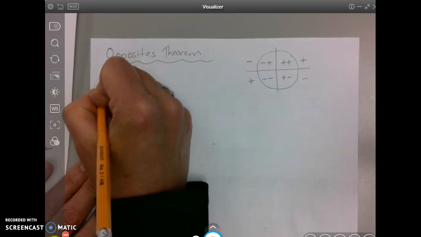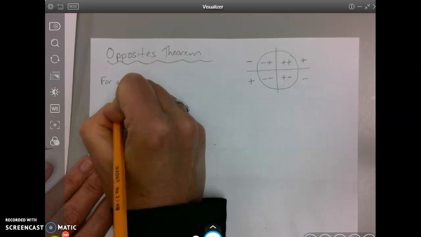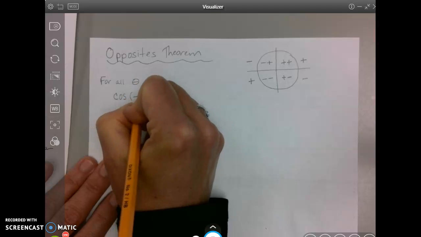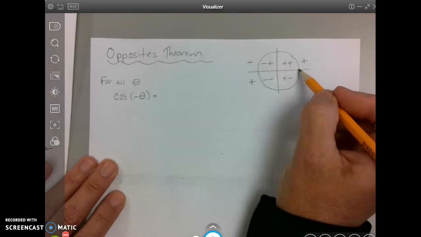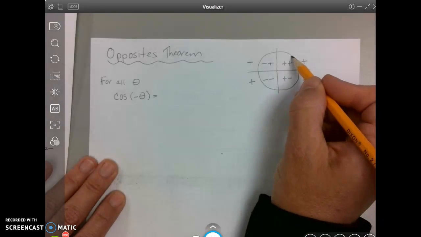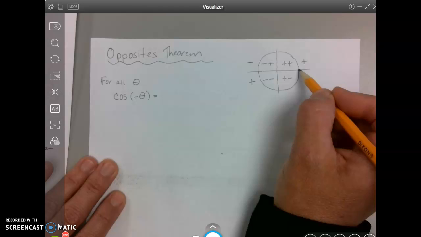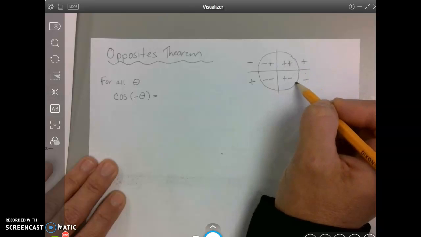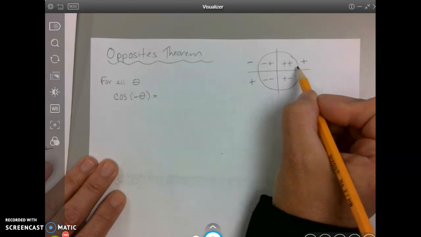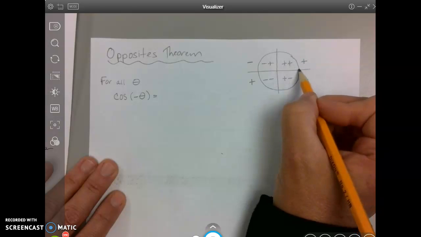But the theorem says that for all theta, cosine of the opposite of theta equals, well, let's think about this. If theta is in the first quadrant, and then I go the opposite direction, like let's say I said 20 degrees or negative 20. I'm either in quadrant 1 or 4. Well, look at cosine. It's positive in quadrant 1 and it's positive in quadrant 4. So it didn't change.